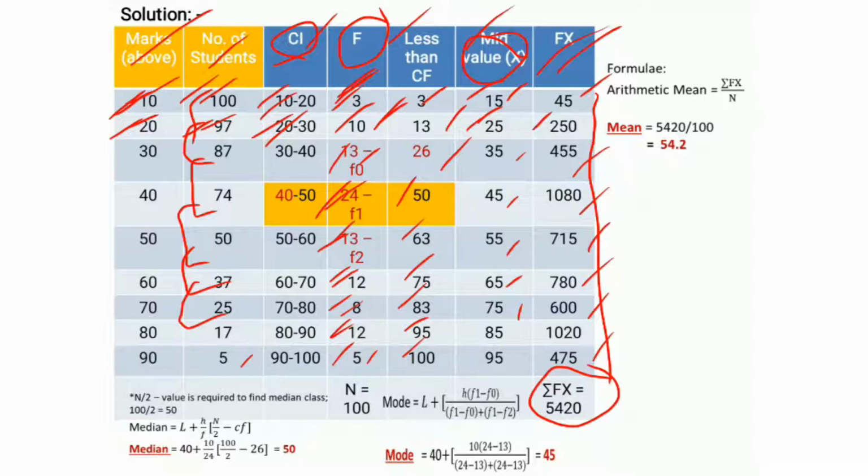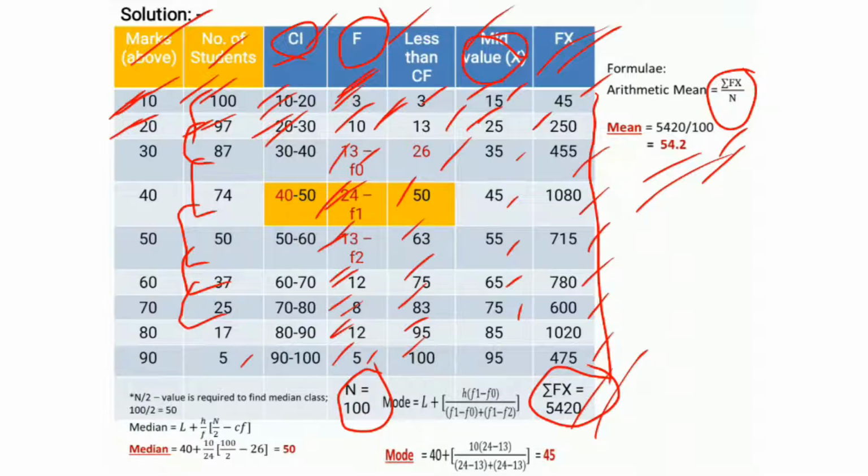After getting this 5420, N you already know is 100, the total of frequency. The arithmetic mean is given by the formula summation Fx divided by N. Summation Fx is 5420 divided by 100, N is 100. You will get the mean as 54.2. So the first value has been calculated.